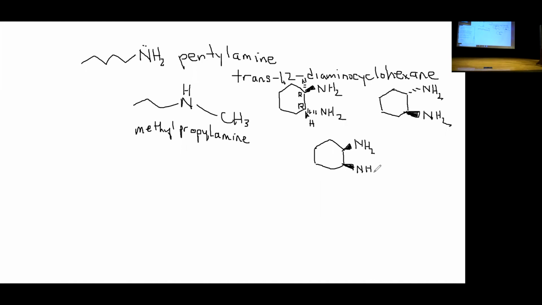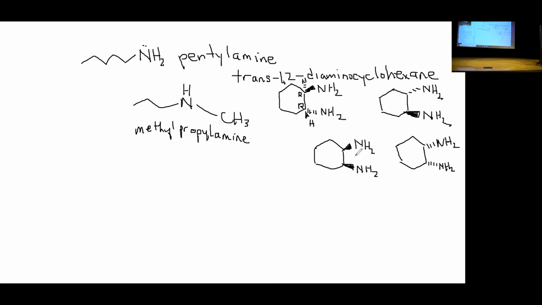So this guy would be what? I guess RS. And then if you go try to draw it this way, so these are all different stereoisomers of 1,2-diaminocyclohexane. There's 2 trans stereoisomers, the RR and SS compound. Those 2 are enantiomers. But then RS and SR are the same thing.